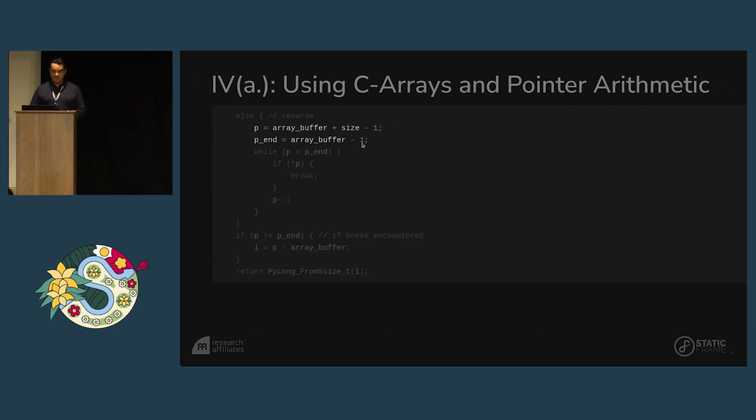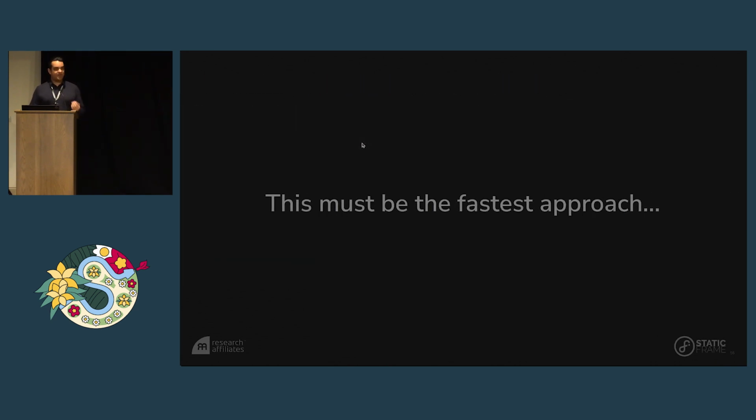Going in reverse, we do the same thing. We iterate through the results. We dereference p. If it's true, we break. We decrement p. Finally, if a break was encountered, we can use our pointers to calculate where the index is and then return a PyObject to the caller. This has to be the fastest approach, right?